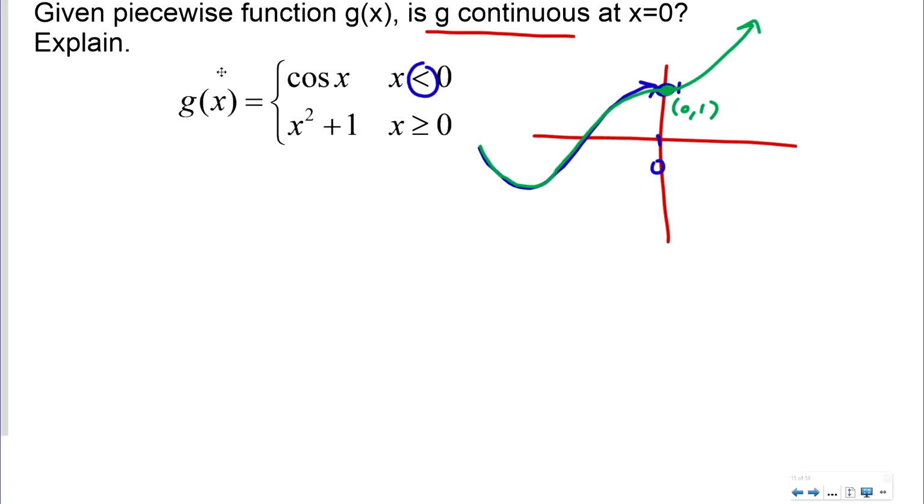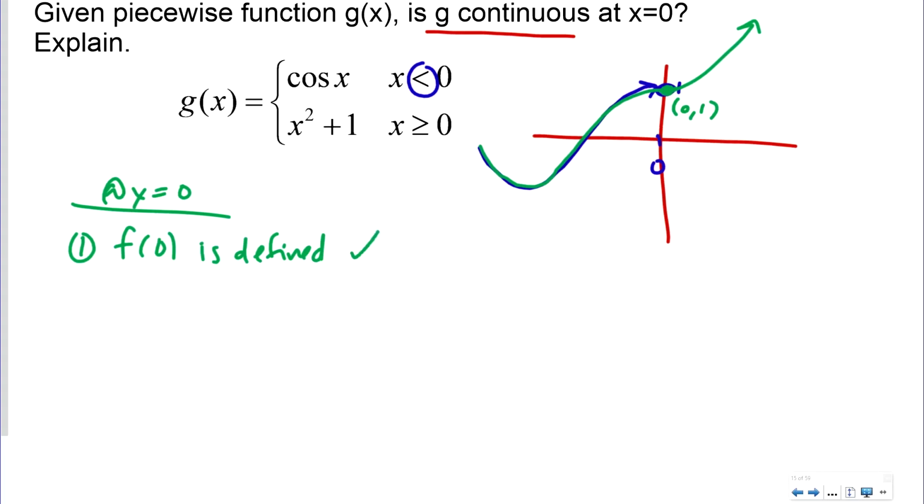How do we explain that? Well, to explain continuity, we actually have to show that all three things are true. So let's look at x equals 0. The first thing we have to say is that f of 0 exists or is defined. Is f of 0 defined? Is there a dot at x equals 0? Yes, so check. Second, we have to say the limit as x goes to 0 of f of x exists, that the limit exists at x equals 0. So at x equals 0, coming from the left and coming from the right, do we hit the same y value?